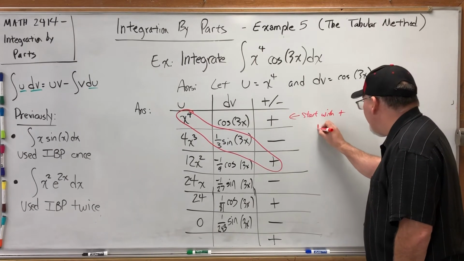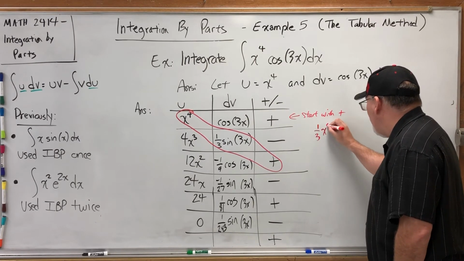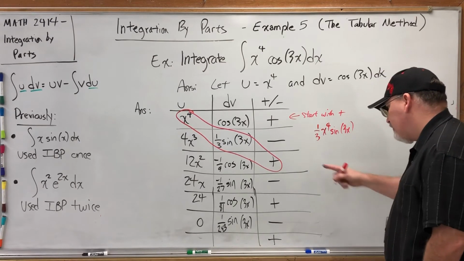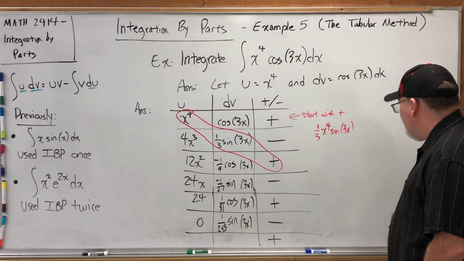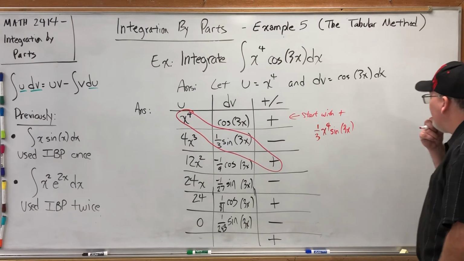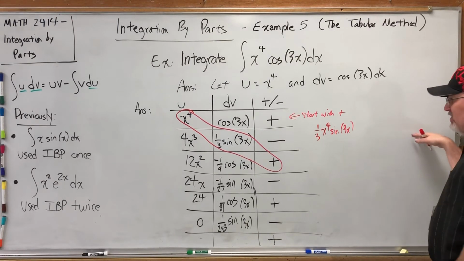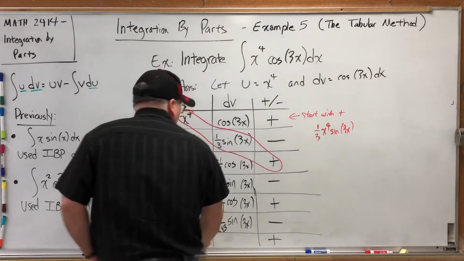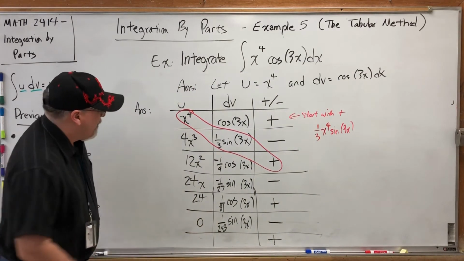So 1/3 x to the fourth sine of 3x, and I hope I have room to write this. 1, 2, 3. You know what? I'm not going to have room to write it here, so there will be a forced line break in this answer. All right, and then you just keep going tic-tac-toe until you hit the 0.